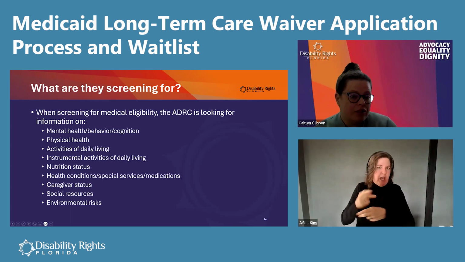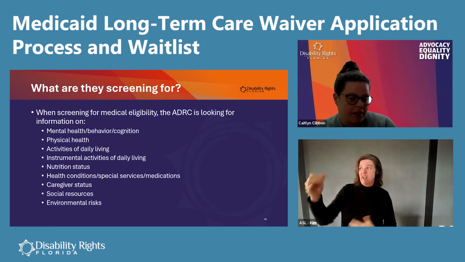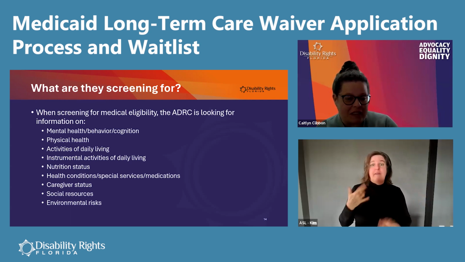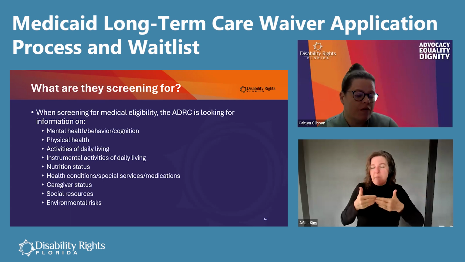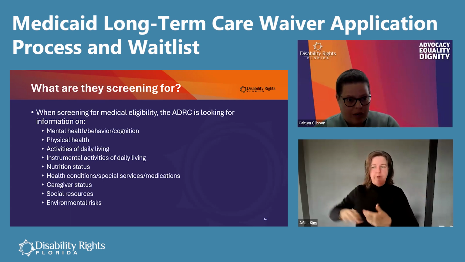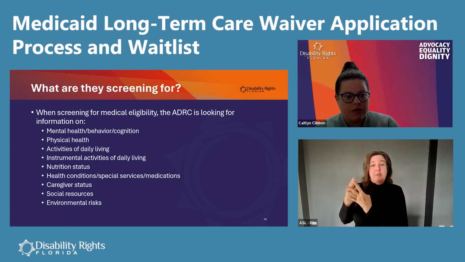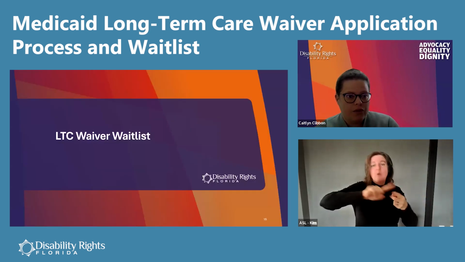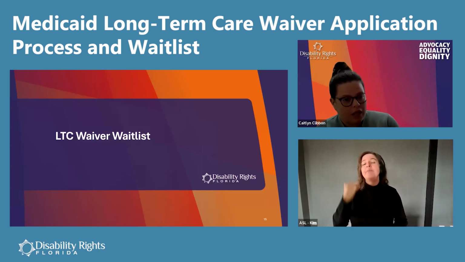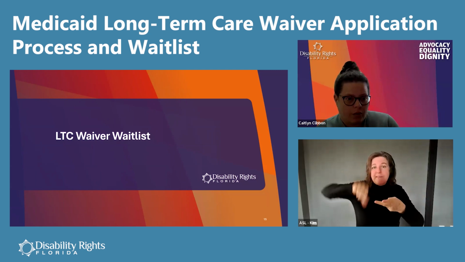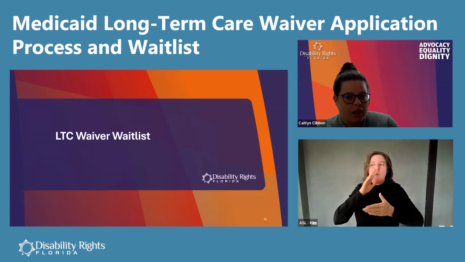So that's essentially the screening process. It feels quick and relatively simple, but that screening process is what gets you through the door for the long-term care waiver. So once you've completed your screening process, now you're either going to go onto the waiver or you're going to go onto the wait list. For those who are not immediately placed onto the waiver or denied services, you're going to go onto the wait list. So let's talk about what that looks like.